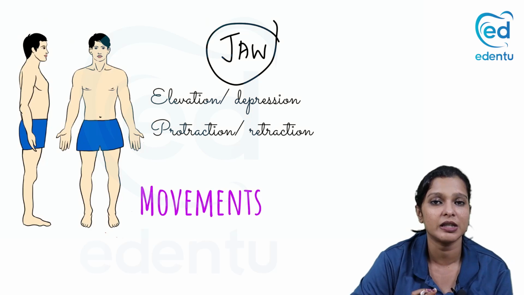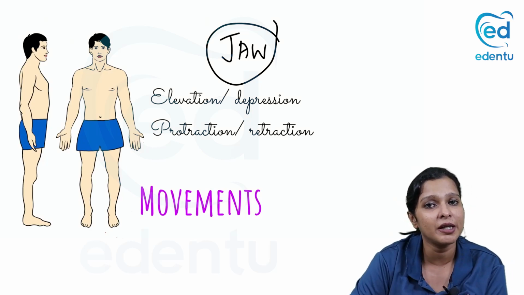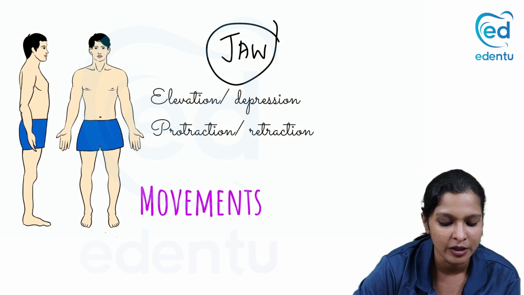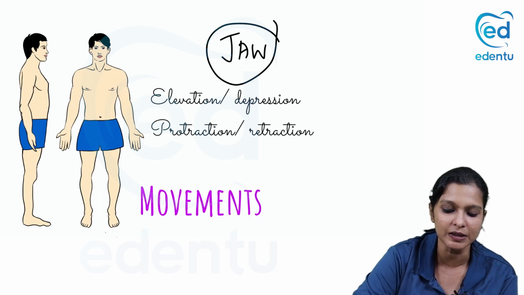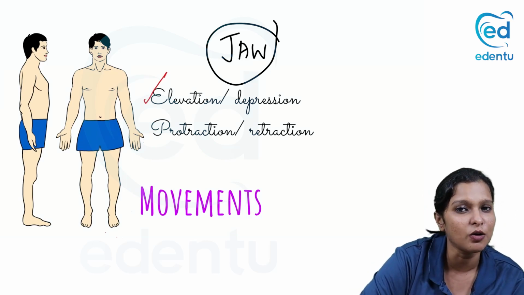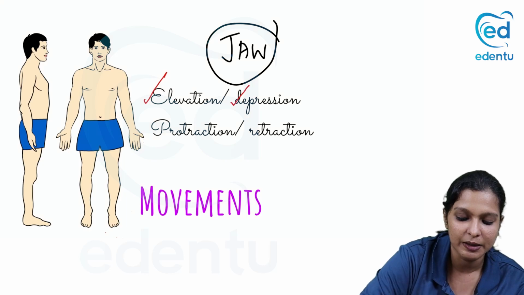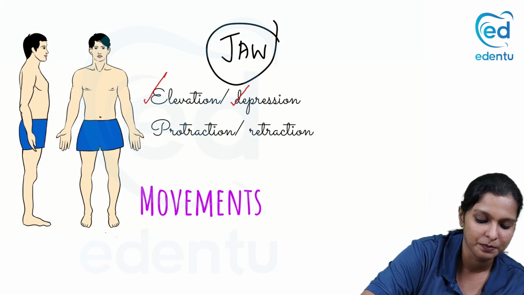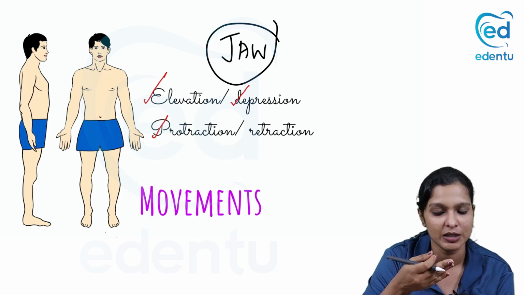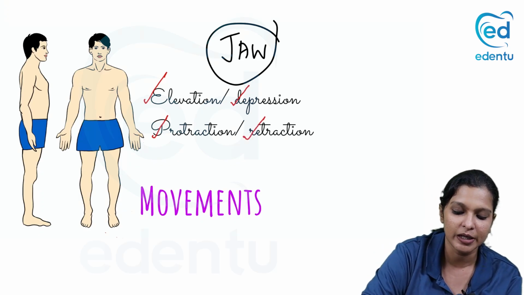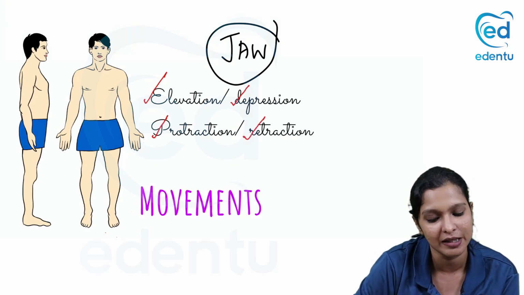Then we will move on to just the jaw, because you will be reading about the temporomandibular joint. We might as well see what movements happen there. The first is elevation. That means closing of the mouth. Depression is opening of the mouth. Protraction is when the lower jawbone comes forwards. When it goes back to its place, it is called retraction.